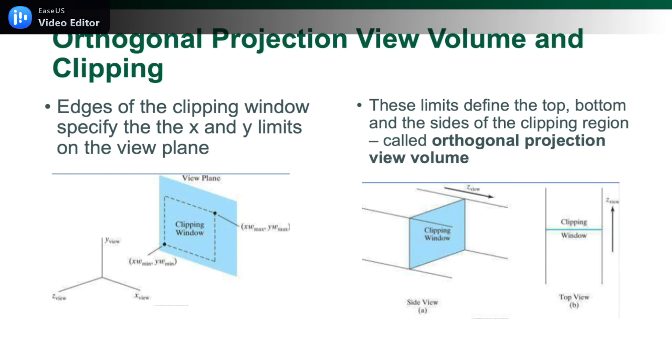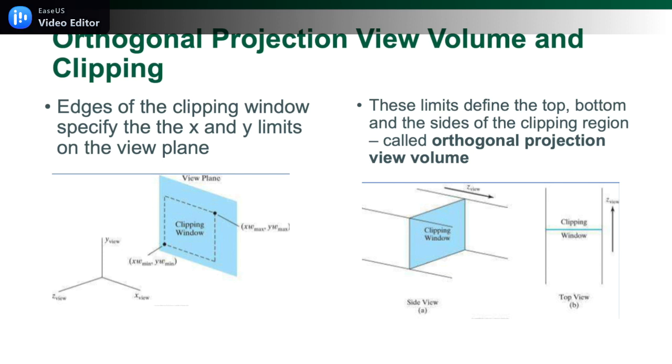Orthogonal projection view volume and clipping. It's a very interesting topic. So if you see, edges of the clipping window in 2D restrict the limits of x and y on the view plane. How do we interact with clipping windows in 3D? It's the same as just discussed in the viewing coordinates of projections. You have a plane, and inside that plane there's a clipping window. So you can apply the same clipping algorithms as you do with a 2D picture once you have projected the points from 3D onto a 2D plane.